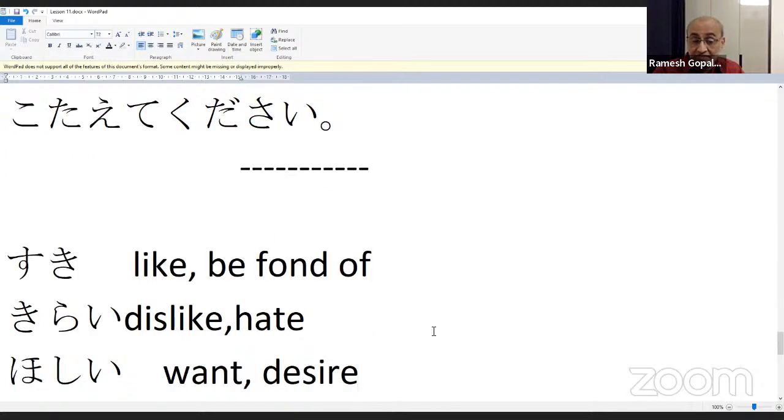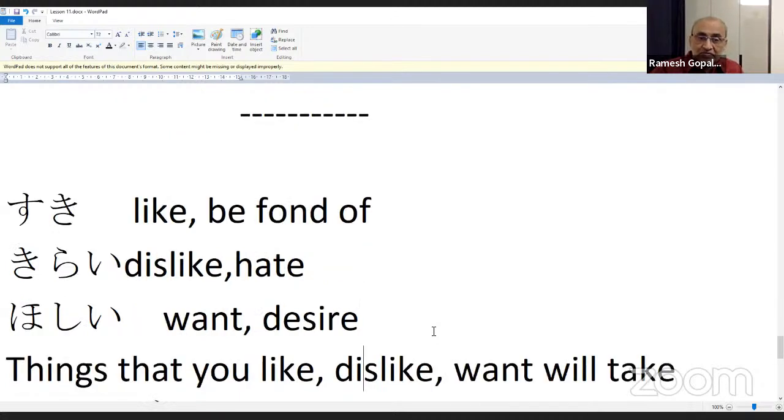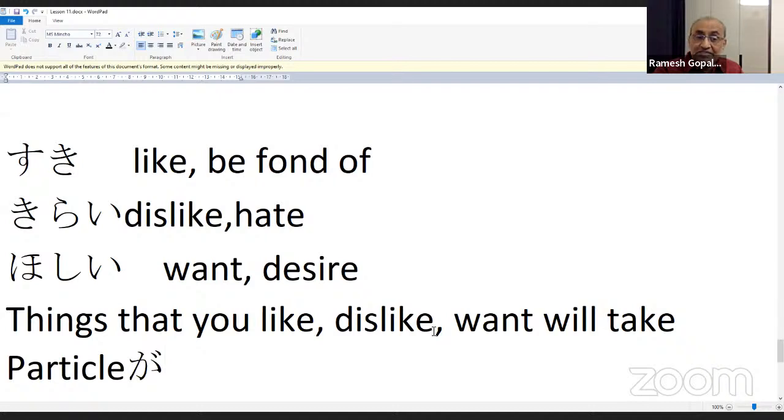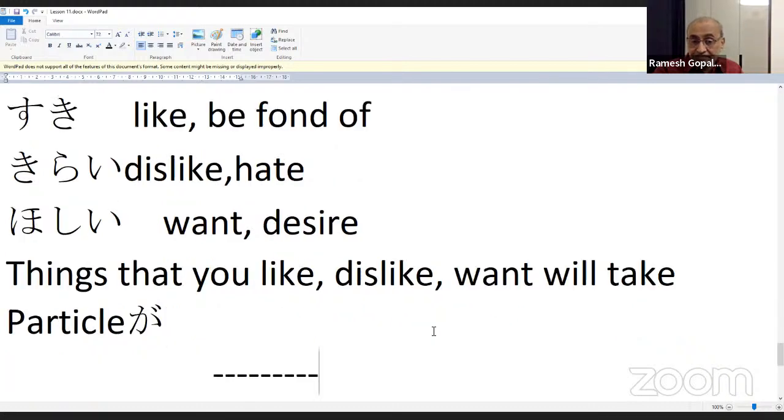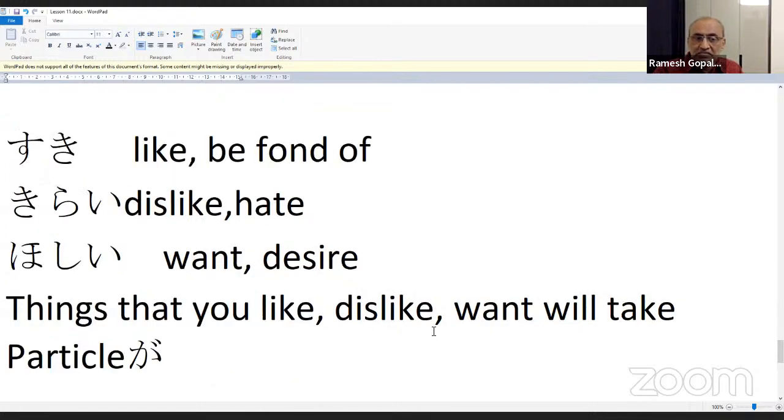Suki, want, desire. See? Want, desire, everything. So suki, like. So things that you like, dislike, want will take particle ga. So now suppose you say ice cream ga suki desu. Not ice cream o suki desu. Ice cream o tabemasu. That's okay because that's an object for the verb taberu. But suki is an adjective.